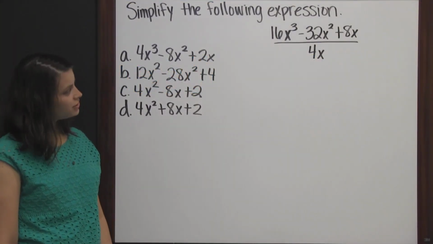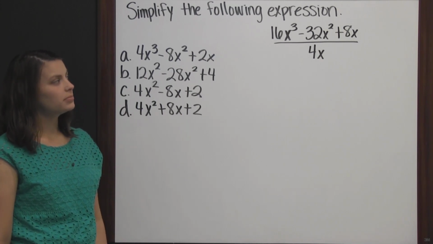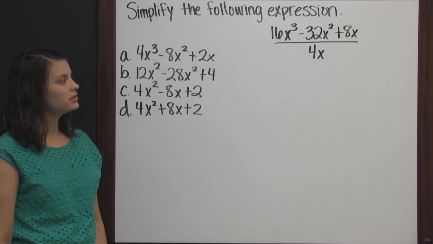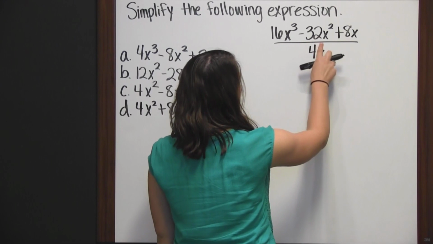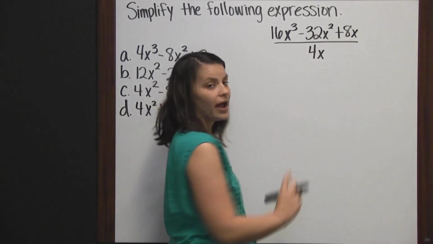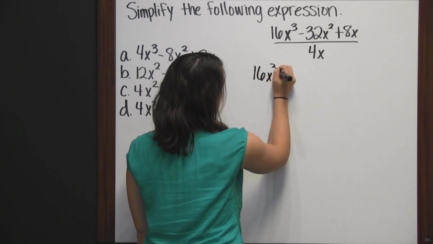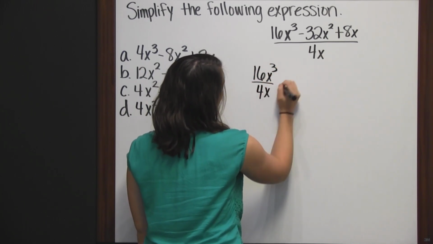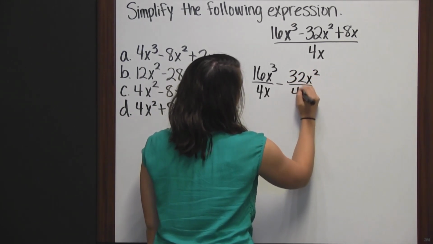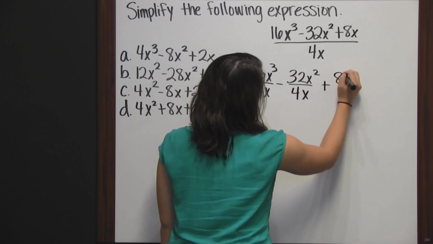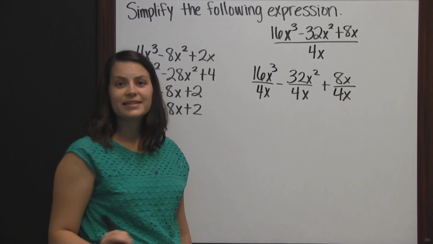Simplify the following expression. 16x cubed minus 32x squared plus 8x, all divided by 4x. We need to divide each one of these terms by 4x. So the first thing I'm going to do is rewrite this as 3 separate fractions. And now we can simplify.